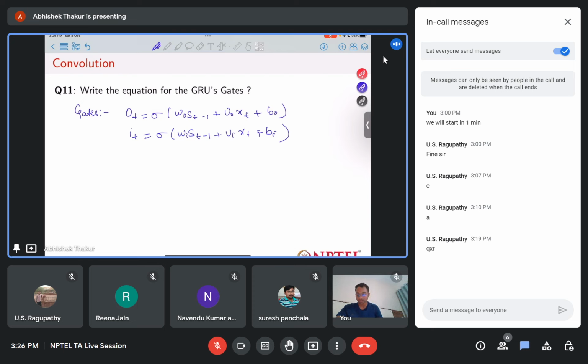So in this, there is no explicit forget gate. This thing we should remember: the forget gate and input gates are tied together.